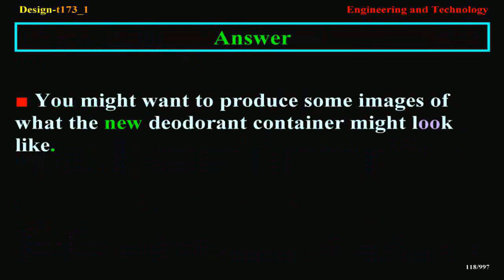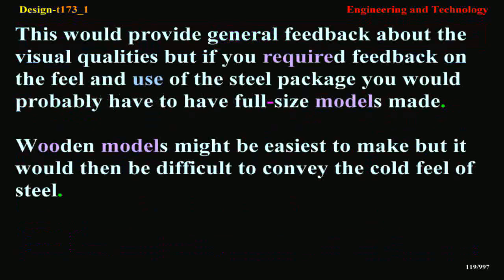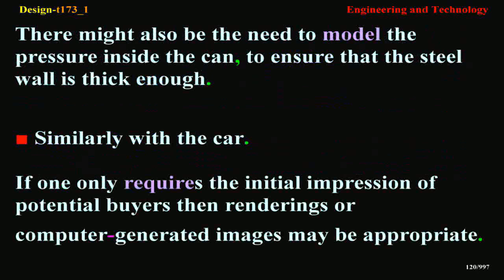Answer. You might want to produce some images of what the new deodorant container might look like. This would provide general feedback about the visual qualities, but if you required feedback on the feel and use of a steel package, you would probably have to have full-size models made. Wooden models might be easiest to make, but it would then be difficult to convey the cold feel of steel. There might also be the need to model the pressure inside the can, to ensure that the steel wall is thick enough. Similarly with the car.